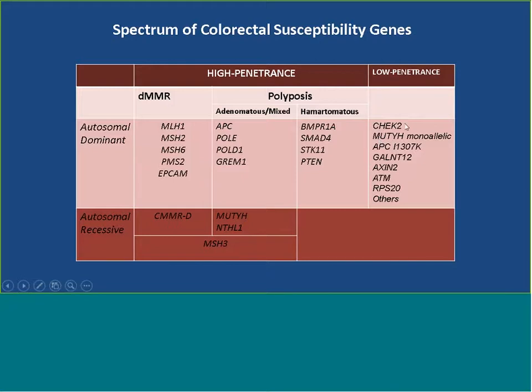Probably the 3 most common are CHEK2, the monoallelic MYH, and, in the Ashkenazi Jewish population, the presence of APC I1307K as being associated with probably about a 2-fold increased risk in colorectal cancer.